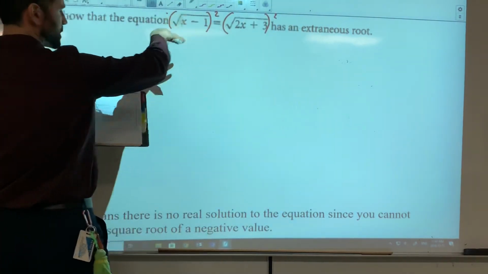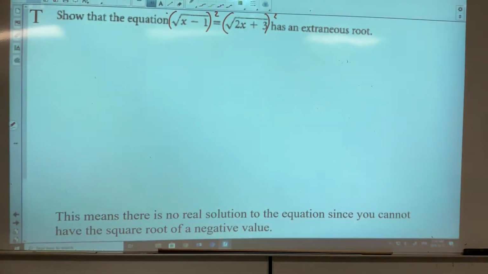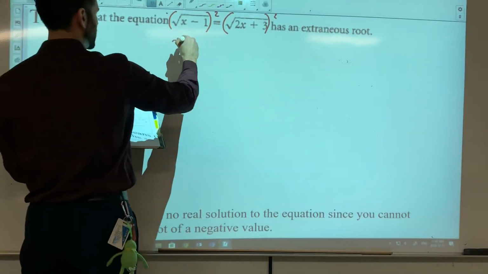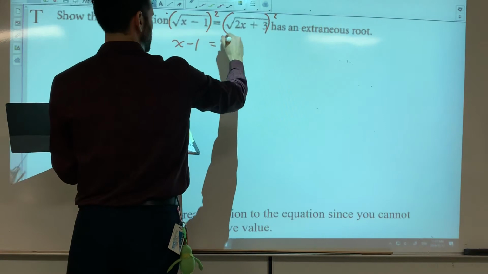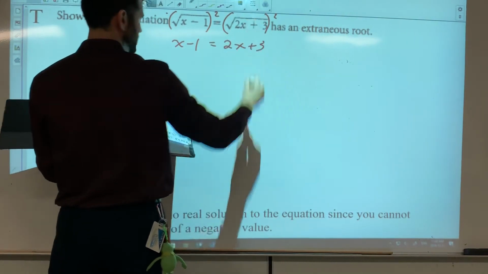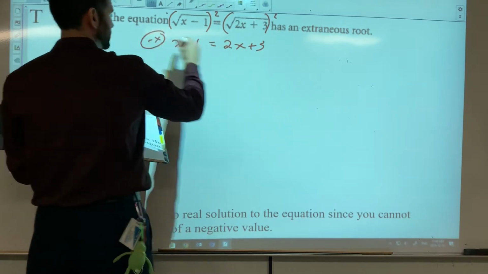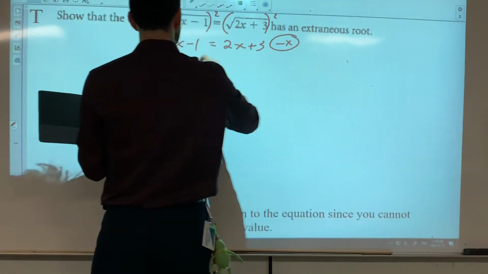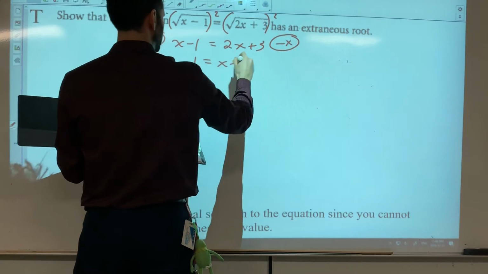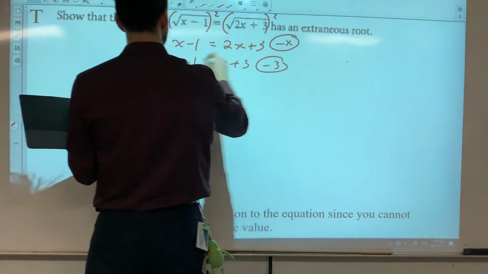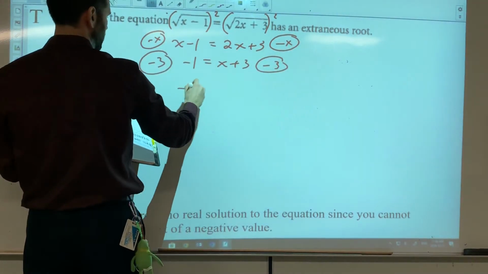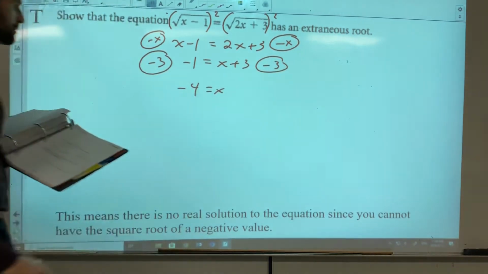Right? If you were to have them both on the same side, you're squaring a binomial. It's going to be a nightmare. You're going to get more radicals. But if you square this, you get x minus 1. You square this, you just get 2x plus 3. And now that's easy enough. You can solve. So I'm going to subtract x on this side and on this side. So I get negative 1 equals x plus 3. And then I'll subtract 3. I get negative 4 equals x.